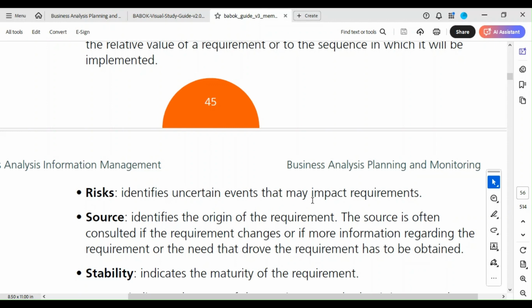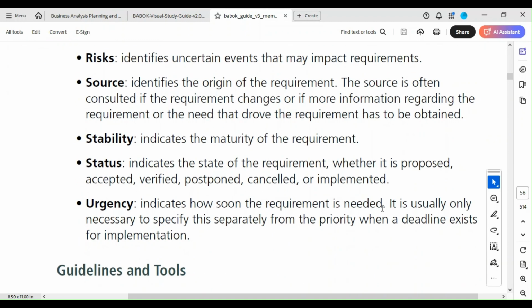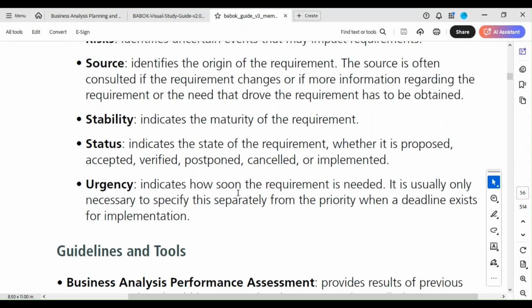Is it budget and stuff? Source identifies the origin of the requirement. The source is often consulted if the requirement changes or if more information regarding the requirement or the need that drove the requirement has to be obtained. You know who to go to if you need further verification or validation.